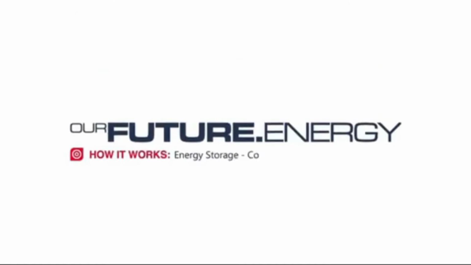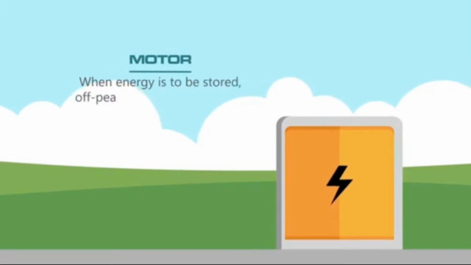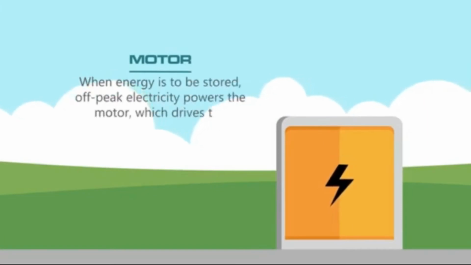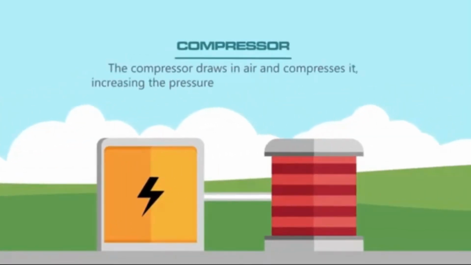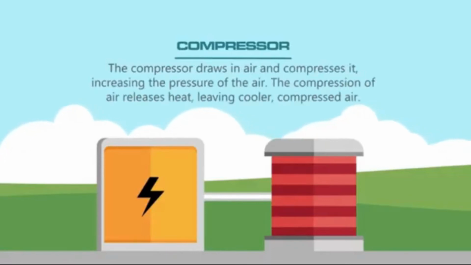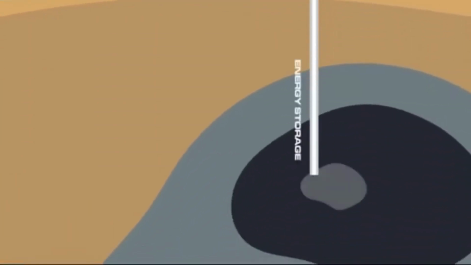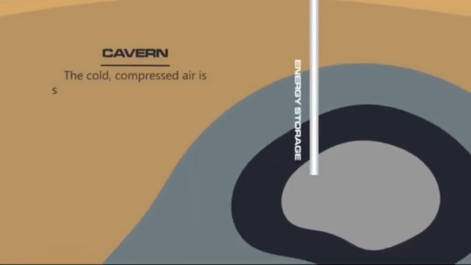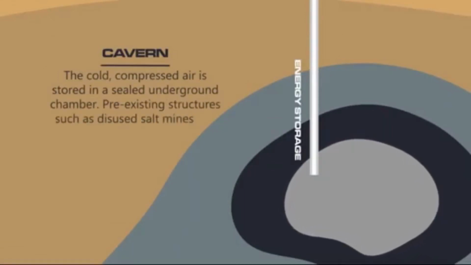Let's watch the video on how compressed air storage works. When energy is to be stored, off-peak electricity powers the motor which drives the compressor. The compressor draws in air and compresses it, increasing the pressure of the air. The compression of air releases heat, leaving cooler compressed air. The cooled compressed air is stored in a sealed underground chamber. Pre-existing structures such as disused salt mines can be used.